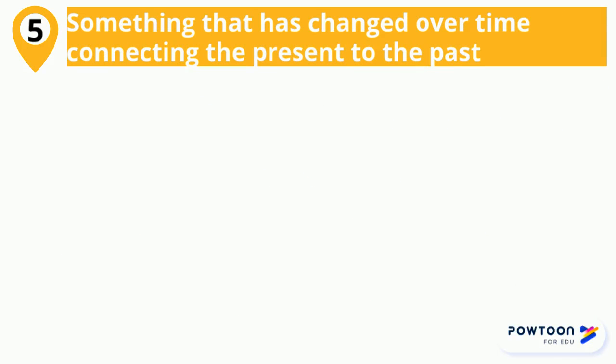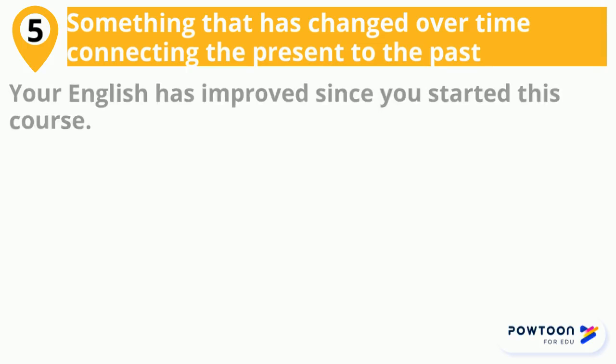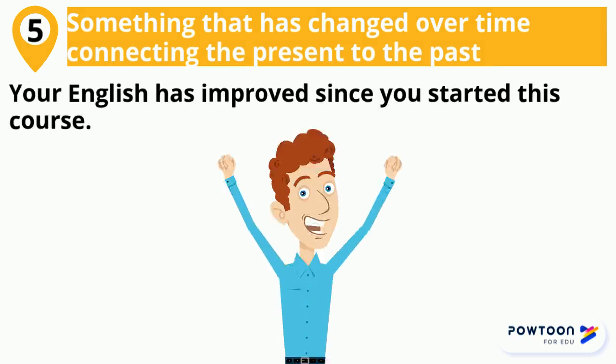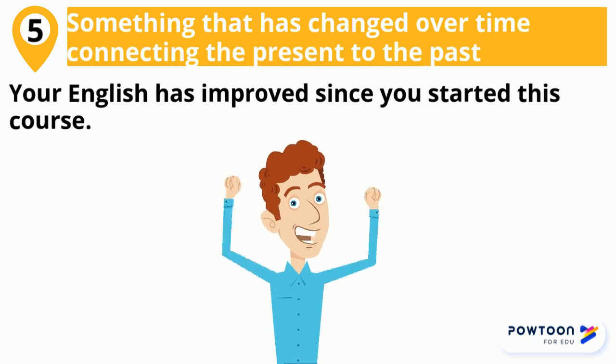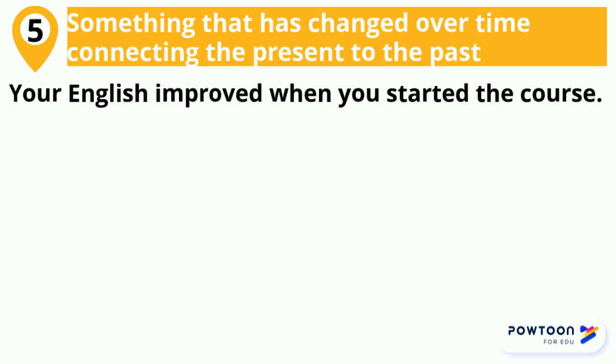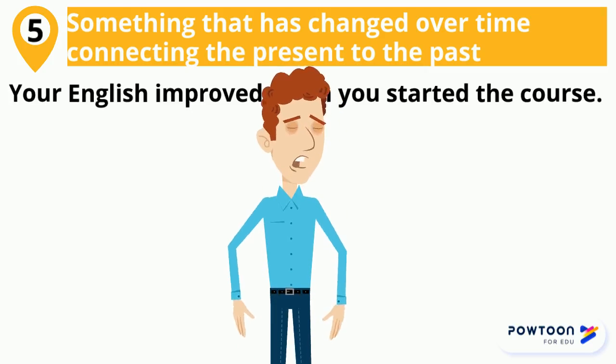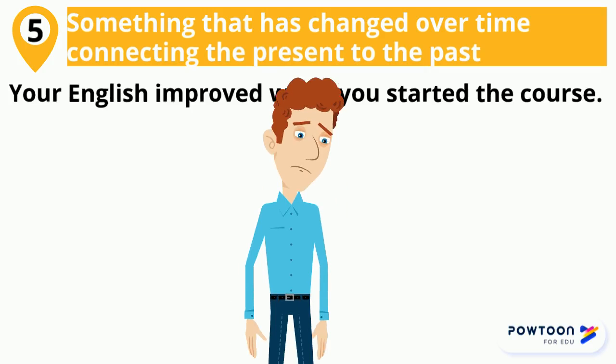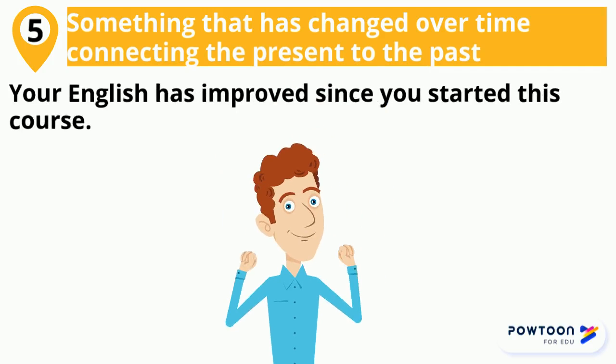Another instance to use the present perfect is when something has changed over time, connecting the present to the past. Your English has improved since you started this course. If I were to say this in the past simple, your English improved when you started the course, it would imply that the process ended and that there is no further improvement. But you are still learning and still improving, and so the present perfect gets that idea across.